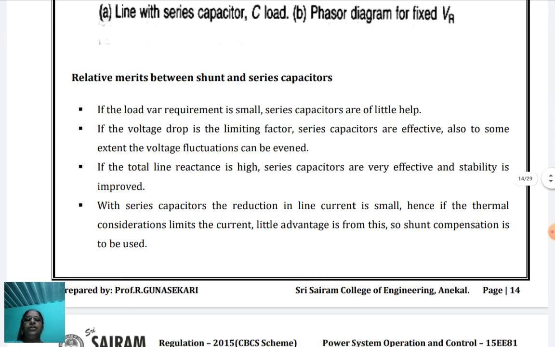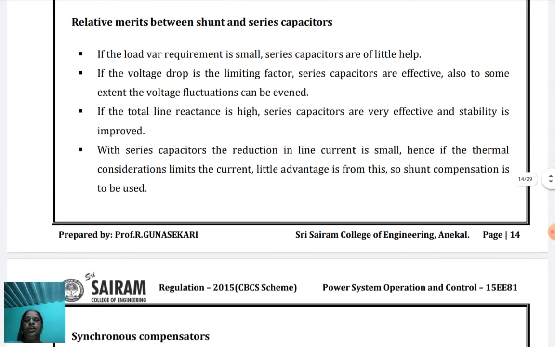Then what are the relative merits between shunt and series compensation? If the load volt ampere reactive requirement is small, the series capacitor is of little help. If the voltage drop is a limiting factor, the series capacitor is effective. If the total line reactance is high, the series capacitor is very effective. Therefore, the stability of the power system is improved. With series capacitors, the reduction in line current is small. Then thermal considerations limit the current. This is a little advantage, and then shunt compensation is to be used.